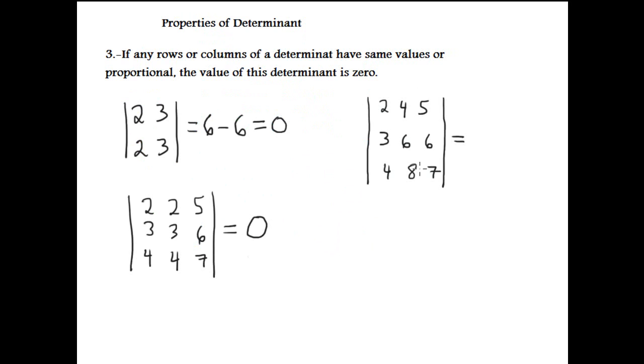And when they are proportional, it's a little bit more complicated to understand, but I promise that when you study the next property you will understand. Suppose we have column 1 and column 2 proportional, because if you multiply by 2: 2 times 2 is 4, 2 times 3 is 6, 2 times 4 is 8. It's proportional. When this situation happens, it's similar to equal. Proportional or equal, it's the same: 0 also.